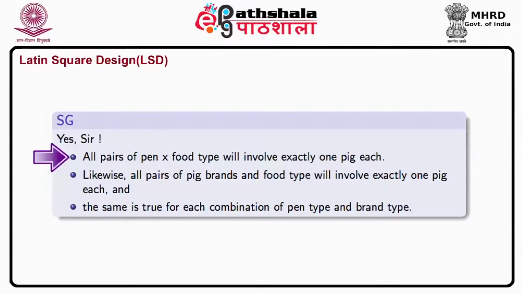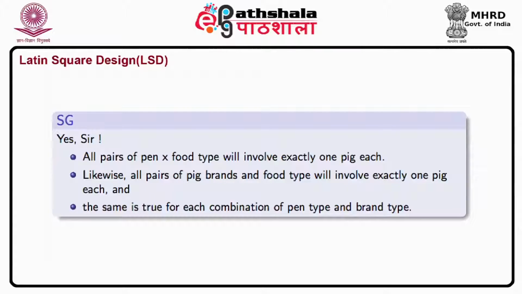Yes, sir. All pairs of pen and food type will involve exactly one pig each, as we have shown in the diagram. Likewise, all pairs of pig brands and food type will involve exactly one pig each, and the same is true for each combination of pen type and brand type.